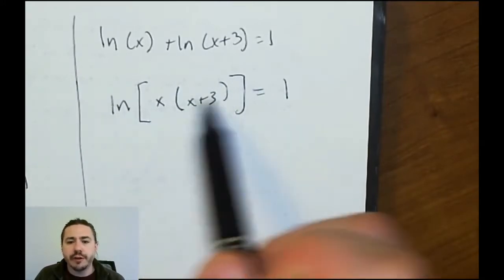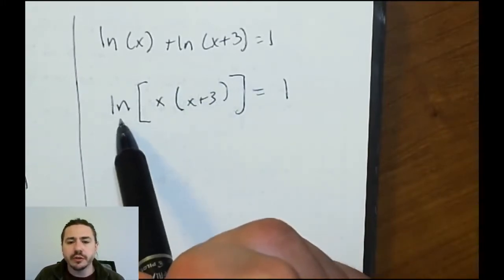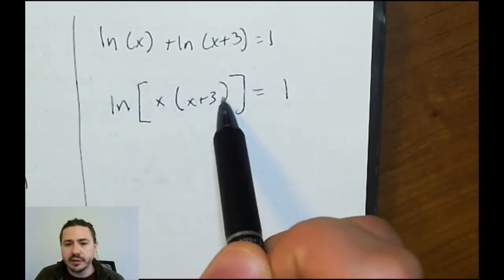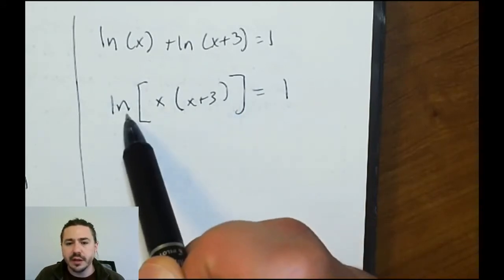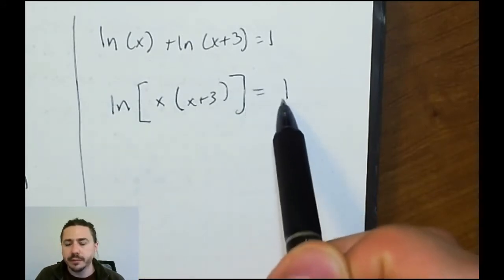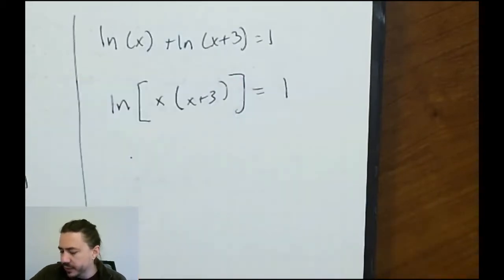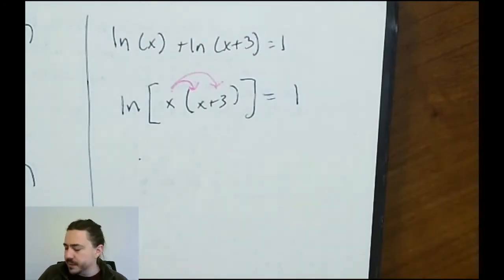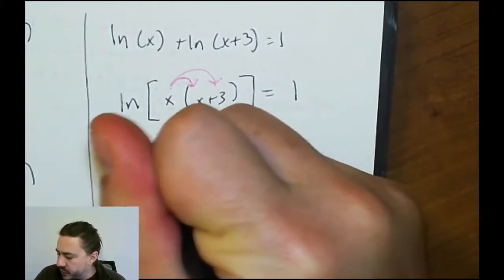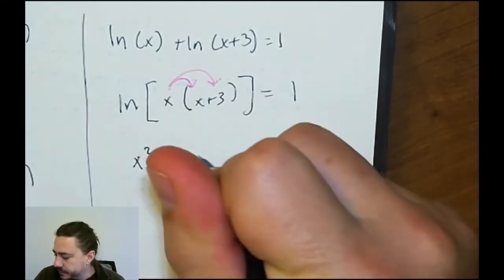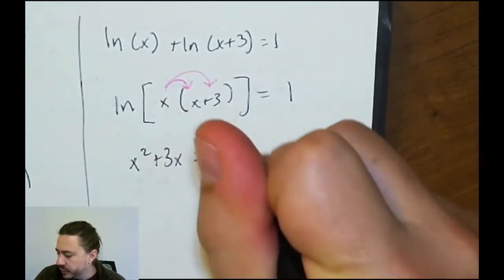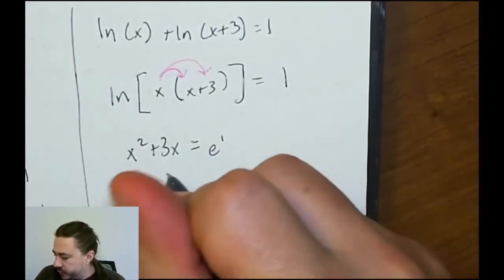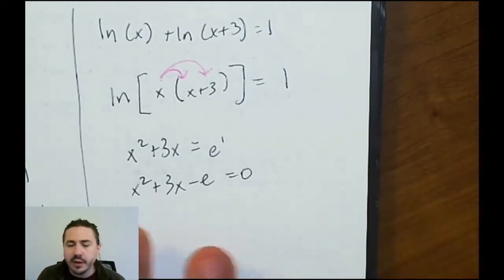We have just one function on one side, so we are going to use the inverse property and rewrite this as an exponential equation. So we're going to have the argument equals e to the first power. Okay, so we've got x. In fact, let's just take care of two things at once here. If I distribute this, then that x times x plus 3 becomes x squared plus 3x equals e to the first power. So we get x squared plus 3x minus e equals 0.